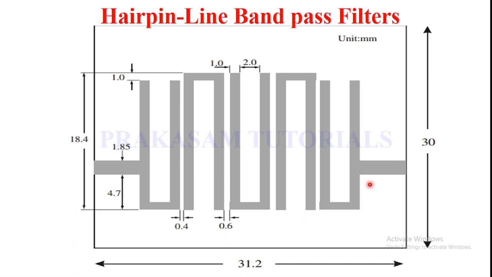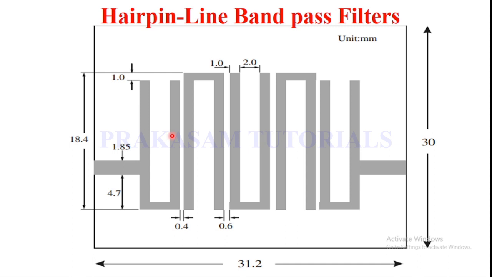Now I am selecting the material, Rogers RT/Duroid 6006, with a dielectric permittivity constant of 6.15, and I am considering the substrate thickness to be 1.27 mm. It should be noted that the hairpin resonators have a line width of 1 mm. So these are the hairpin lines. The line width of the hairpin line resonator is 1 mm, and the spacing between the two arms is 2 mm.